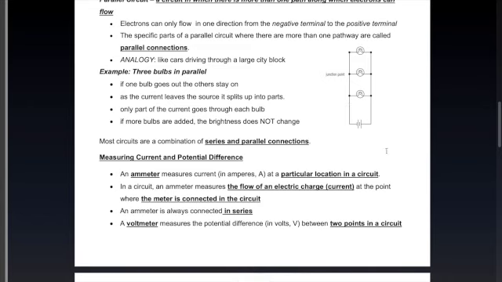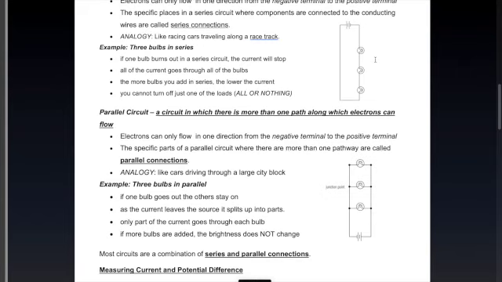So in a parallel circuit, we can have bulbs burnt out. It's not all or nothing. We can have some bulbs on, some bulbs off, okay? The current is split into parts. Only part of the current goes through each bulb. If more bulbs are added, though, the brightness does not change. The brightness will stay the exact same. So that's a little bit different here.